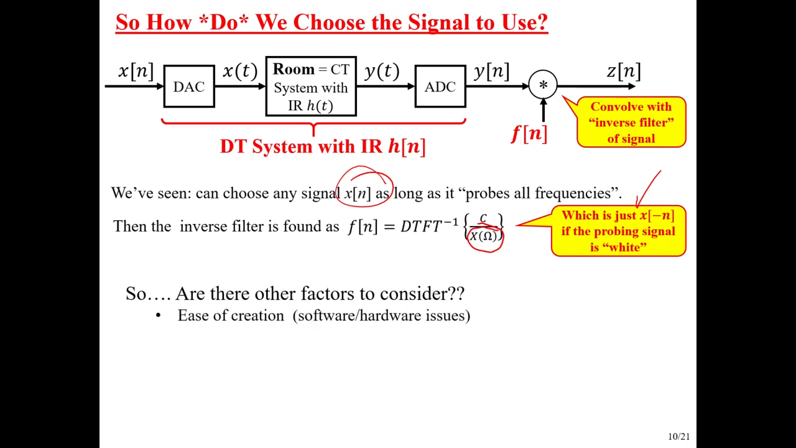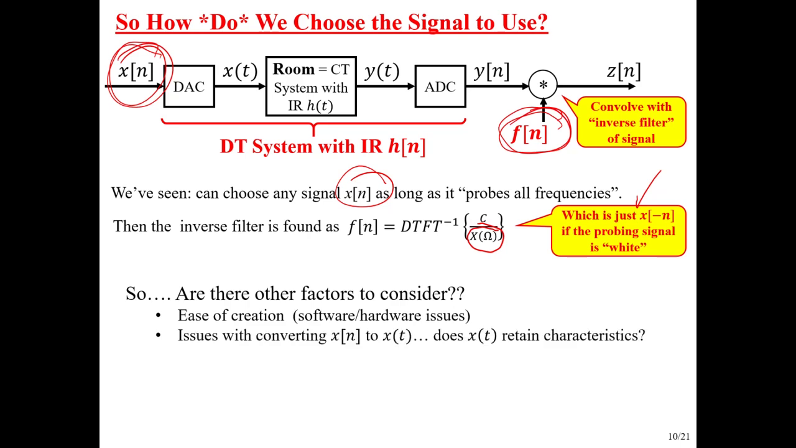That's a good question. So we should think about how easy is it to make this x of n and make the f of n. I just alluded to some difficulties doing those FFTs and inverse FFTs. Be nice if we could avoid doing all that. If we could just analytically say, here's a good x of n and here's what the f of n is, and we just program that in. So that would make it very easy to make these things.